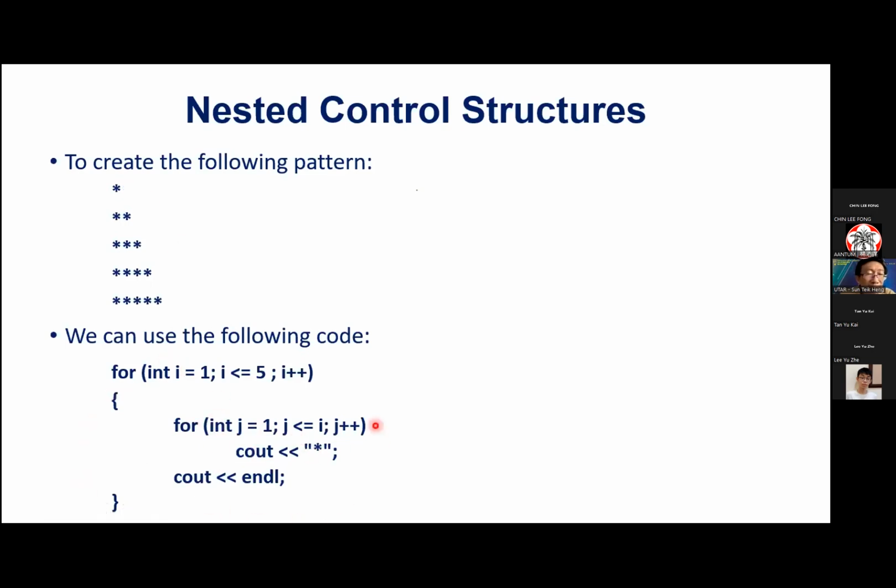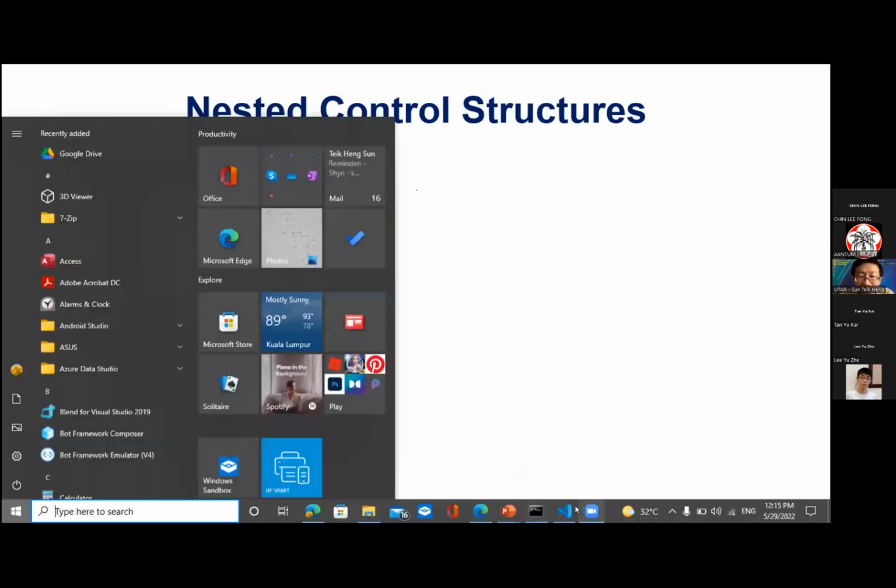But the second time you loop, i will have the value 2. So here, the inner condition will be j less than or equal to 2, meaning that this inner for loop will loop 2 times, and that is why you get 2 stars. Okay, let me show it to you in the program.